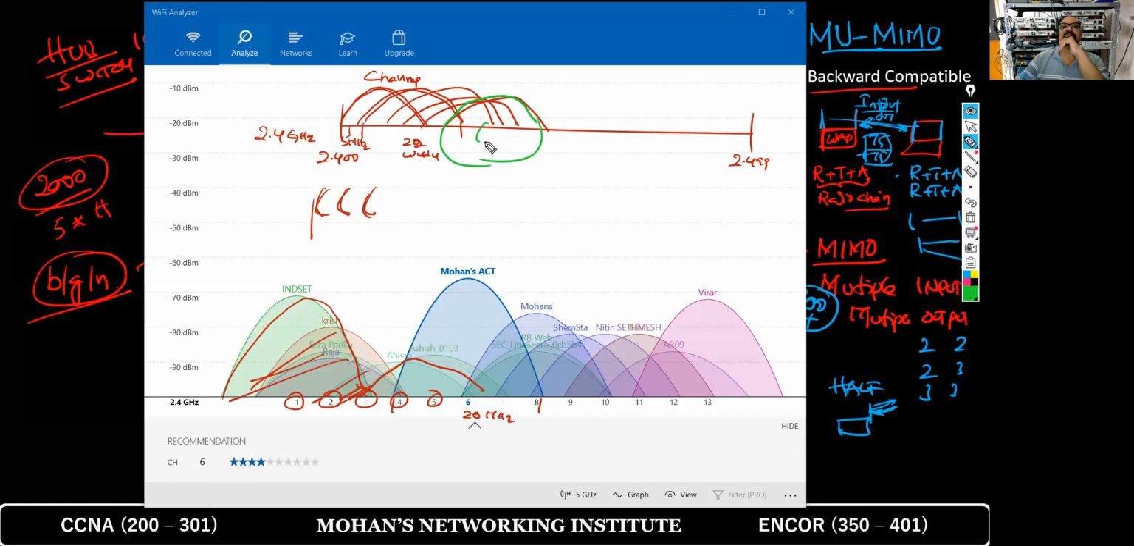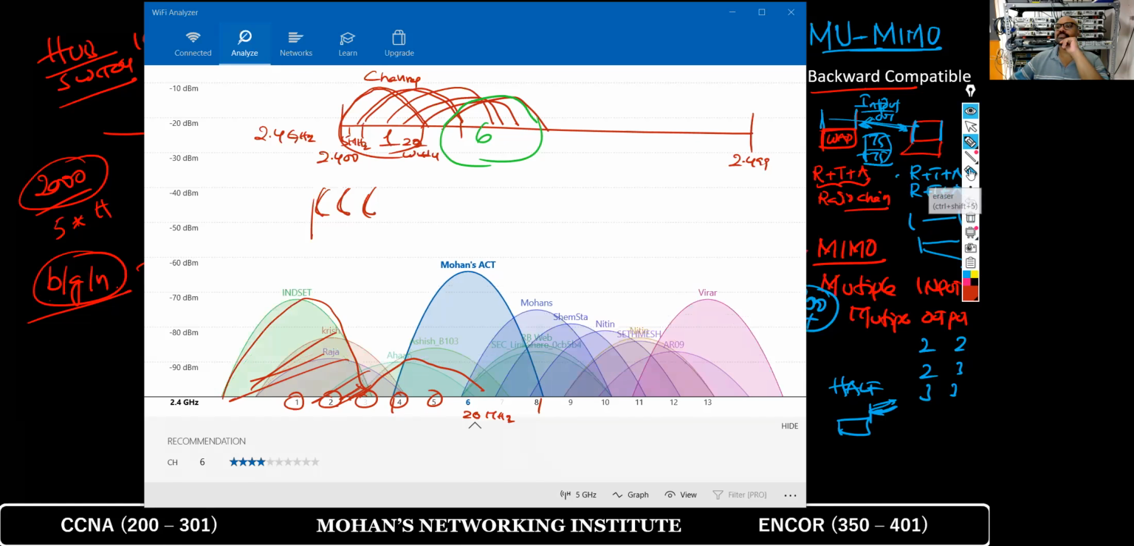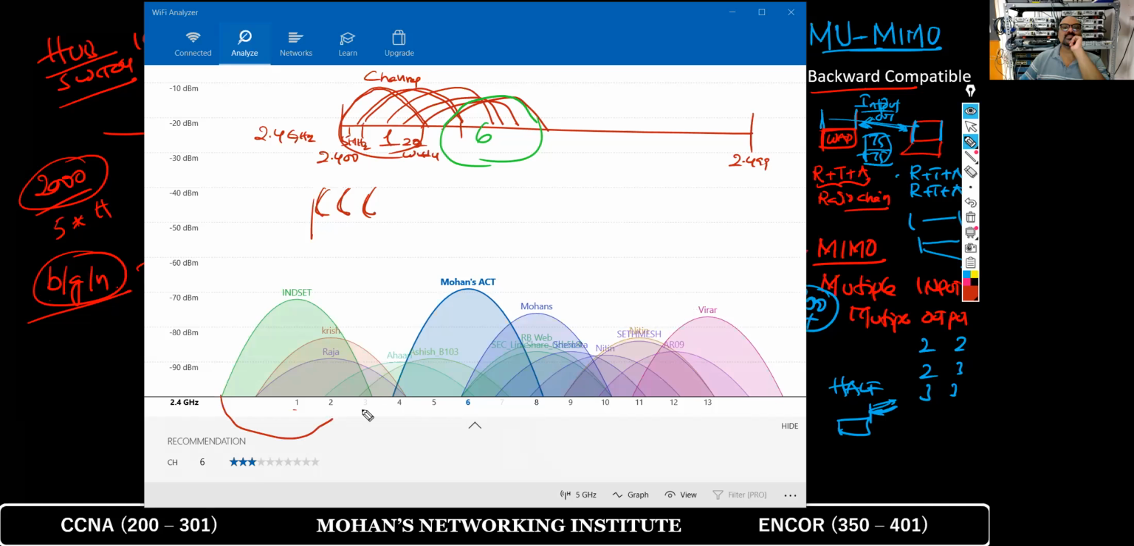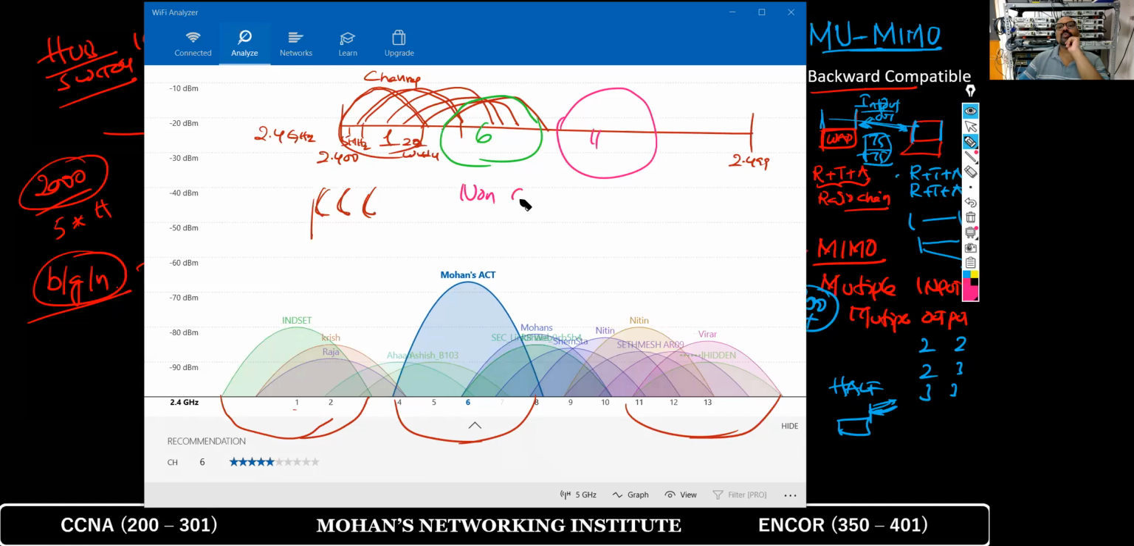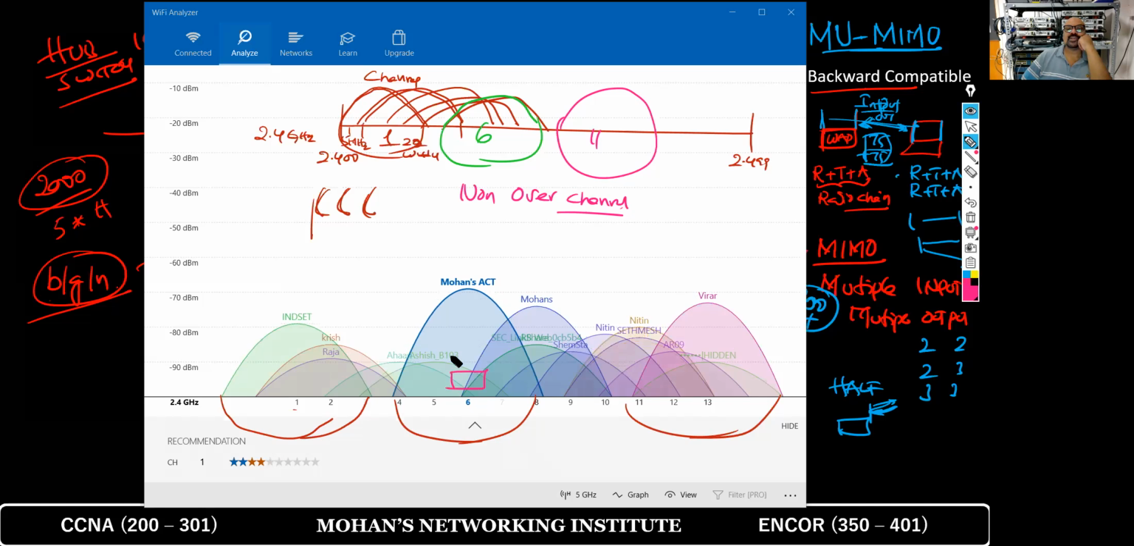And you can see sixth one, first. I can do that here also. First, sixth, 11th. First, sixth, and 11th are called non-overlapping channels, right? So if I have an access point in this channel, I should have an access point here.